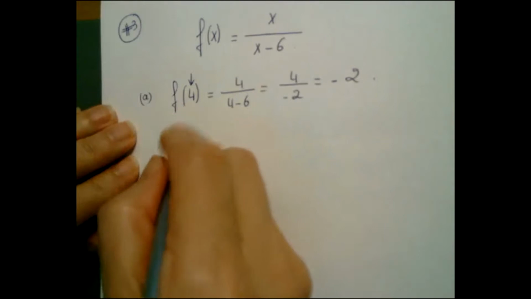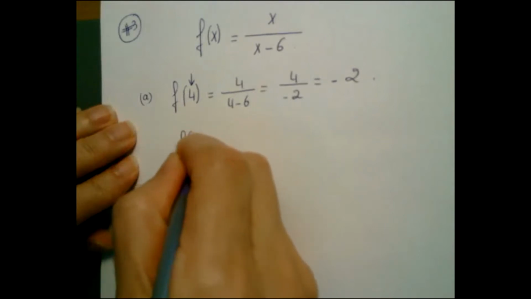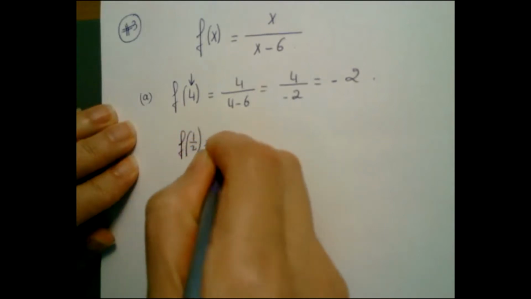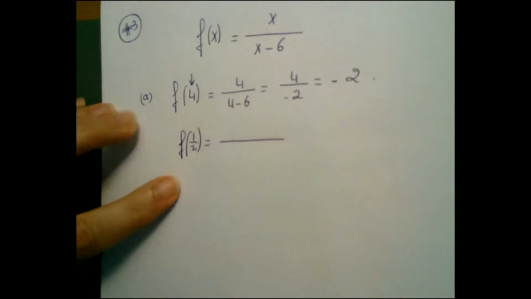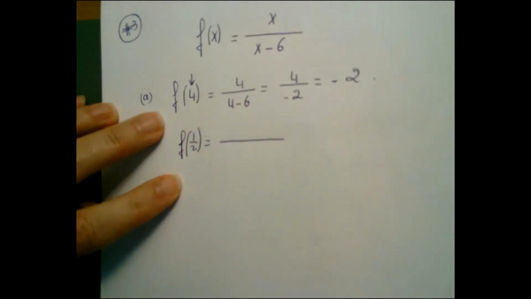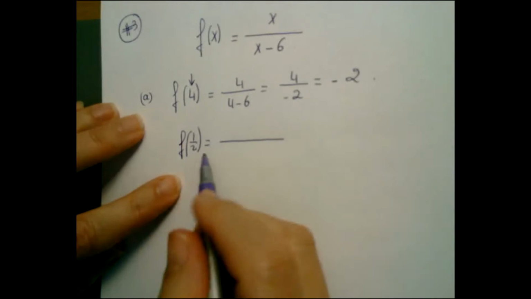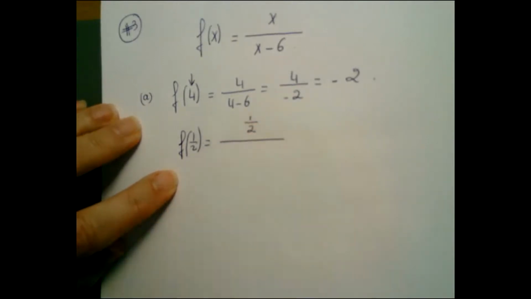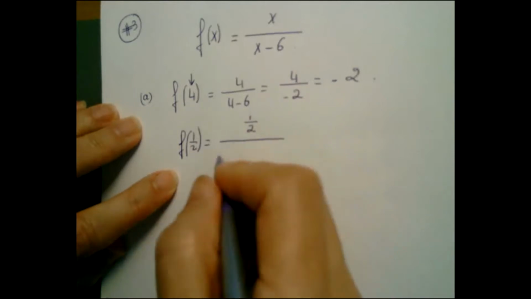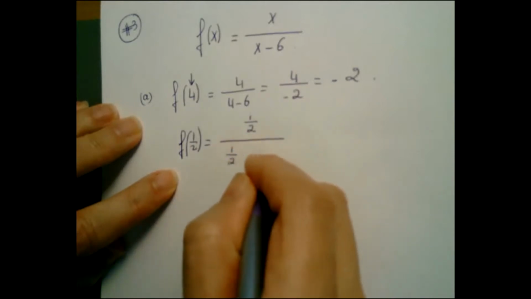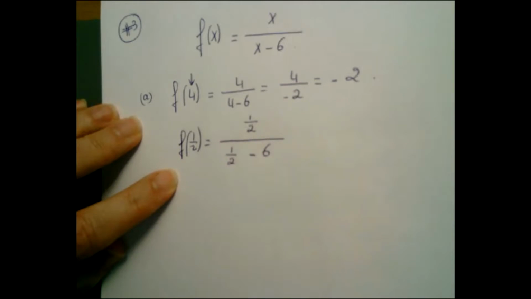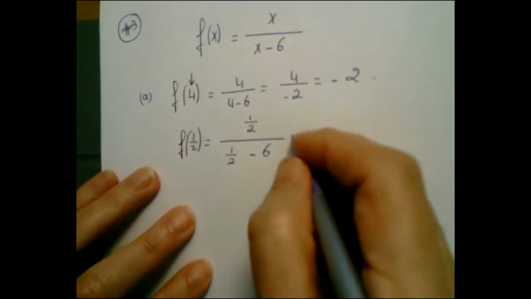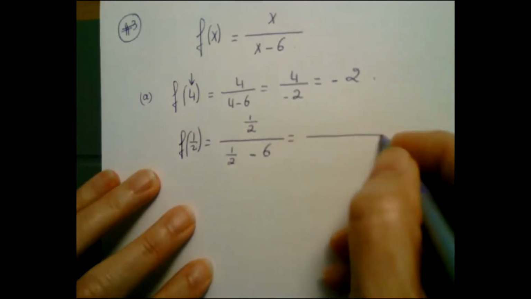All right, I will do f of 1/2 because it's a fraction. And as I told you, I want you to do the problem by keeping the fraction for now, not moving to decimal. What does f do to a half? It's a half here. Down here, it's a half minus 6. As I said, I want this to be simplified.